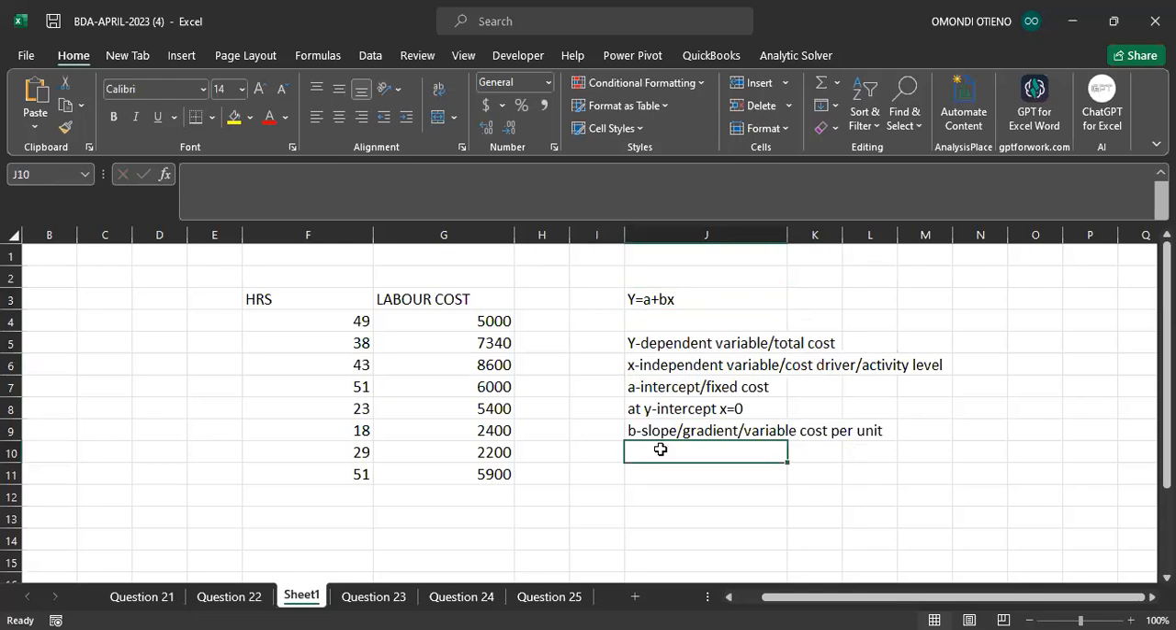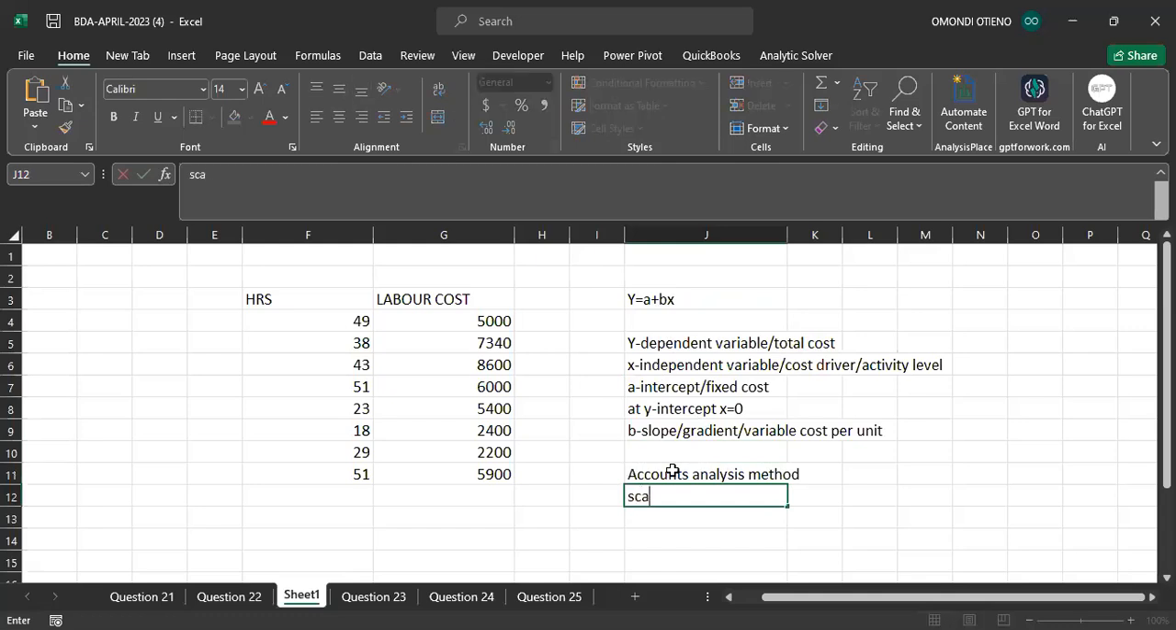Good. Now, we have two ways of coming up with this cost function. Actually, more than two. One, you can use what we call the account analysis method to come up with the cost function. You can also use what we call the scatter graph method.